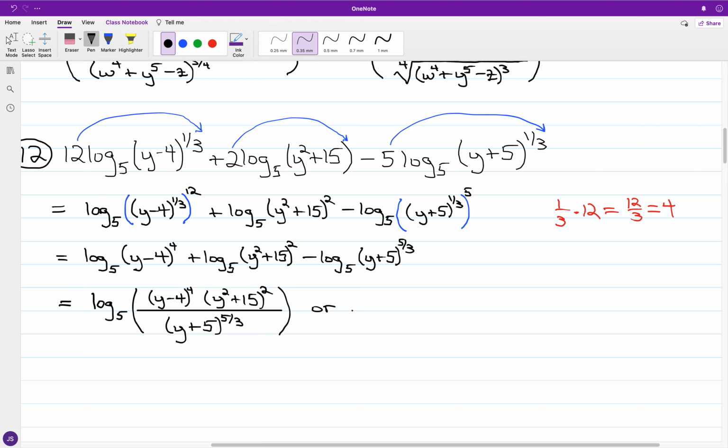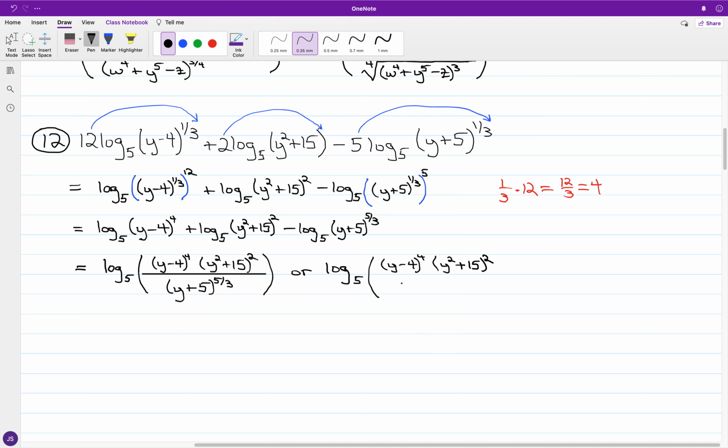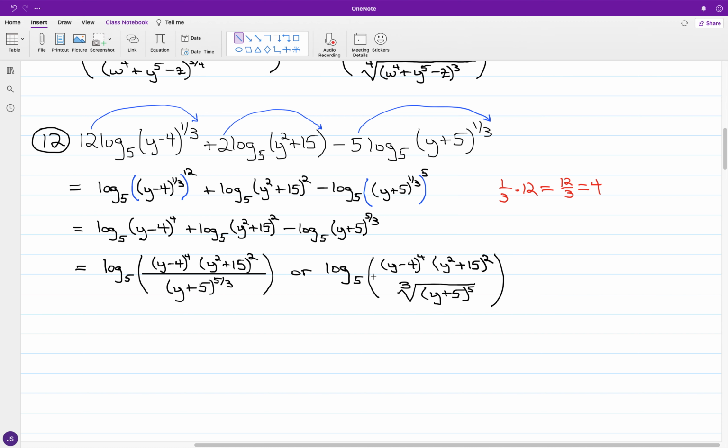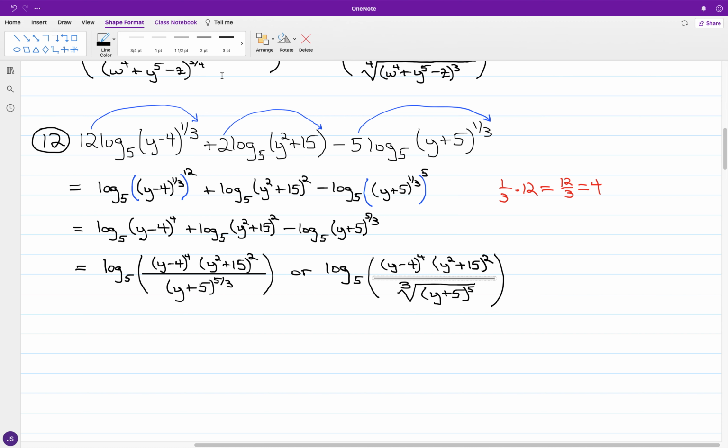And again, just like what we had before, we can write the non-integer powers as radicals. So again, we have y minus 4 to the 4th, times the quantity y squared plus 15 raised to the 2nd. And in the denominator, we have y plus 5 raised to the 5/3. This will be the cubic root of y plus 5 raised to the 5th. And again, this is another way that the final answer can be displayed.